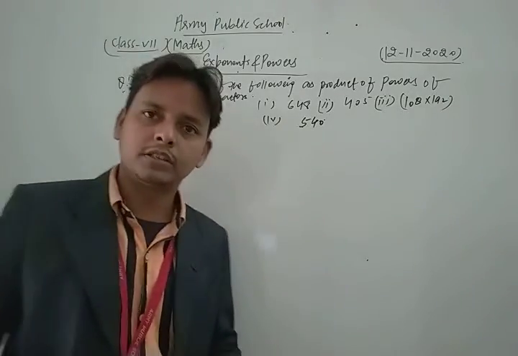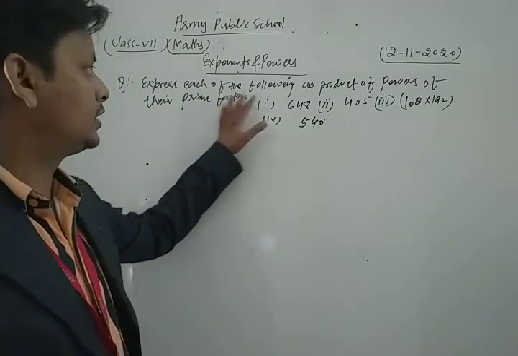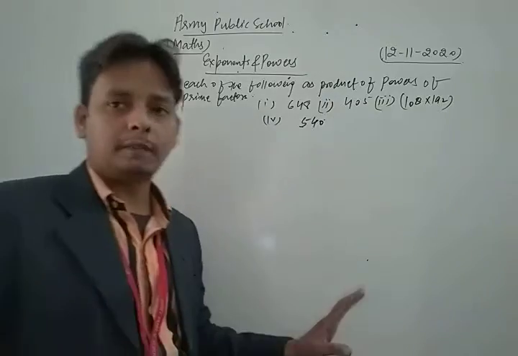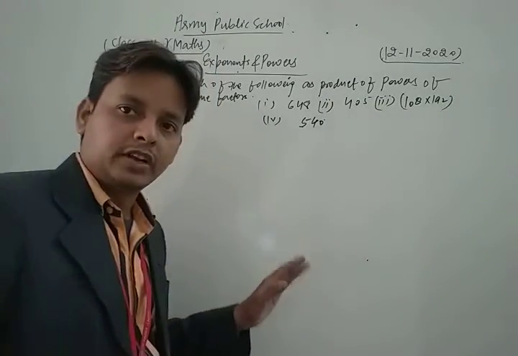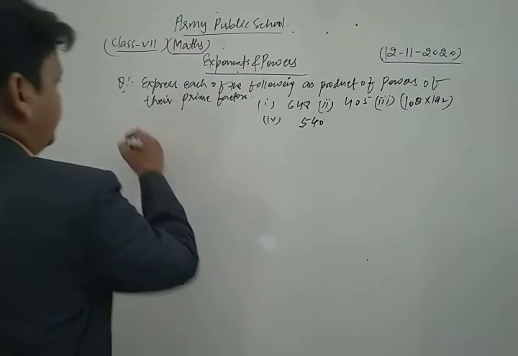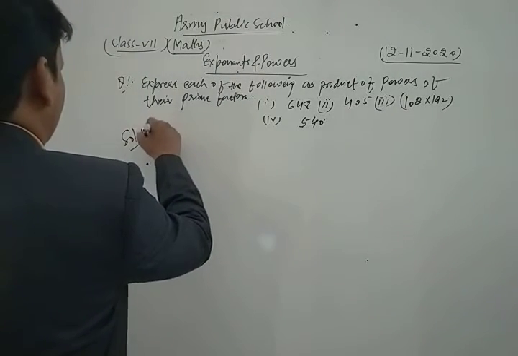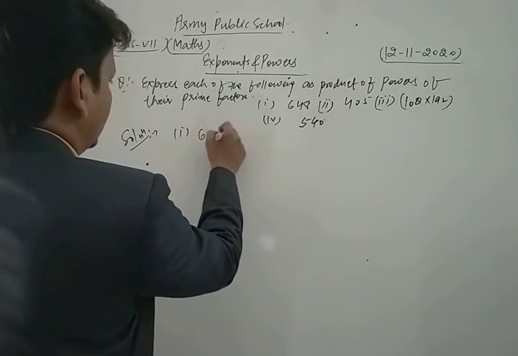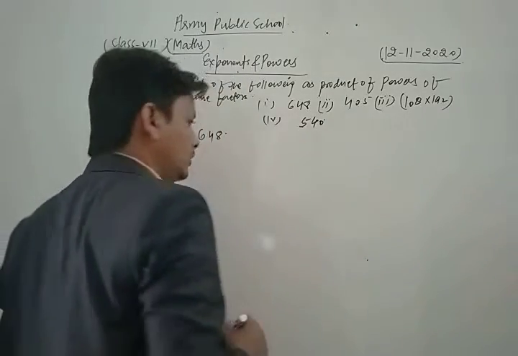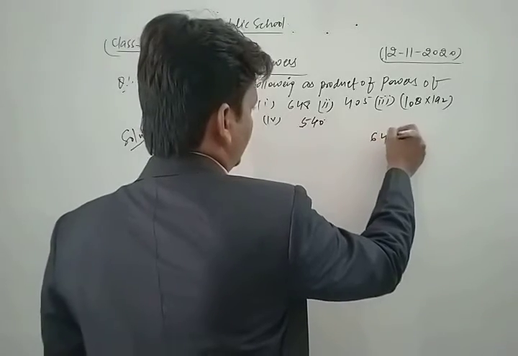What I do, dear friends, first let's see. In that question, express each of the following as a product of powers of their prime factors. Okay, now let's see its solution. First of all, we take the first part of this question, which is 648. Now first of all, we do their prime factorization in this way.